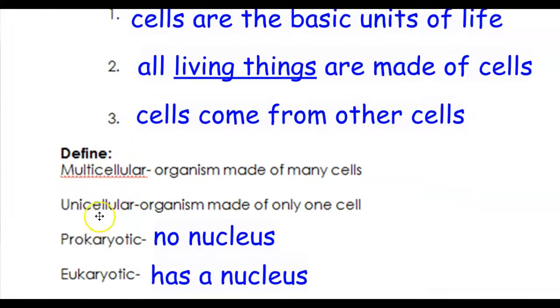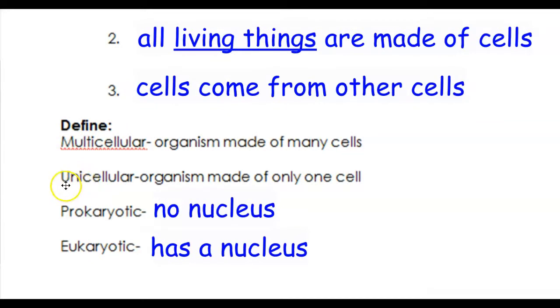Make sure you can define words like multicellular, multi meaning many cells, compared to uni, which means one. Organisms made of only one cell. Can you think of any examples? Bacteria, a very common type of life form made of only one cell.